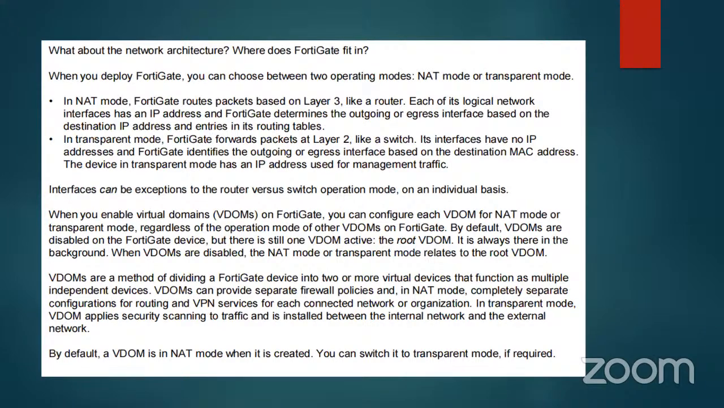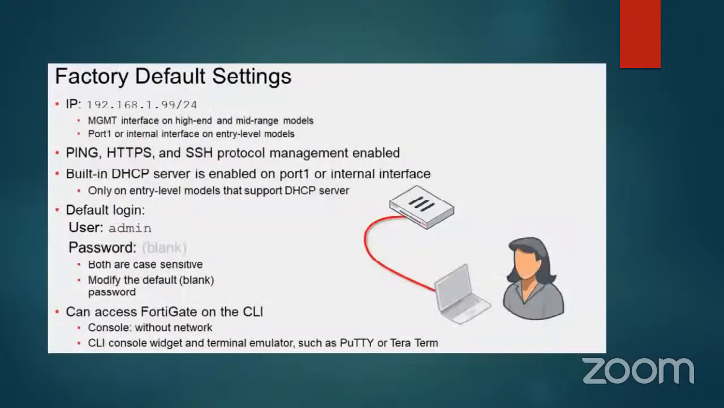So that depends. Now coming back to this, what about the network architecture? Where does FortiGate fit in? When you deploy FortiGate, you can choose among these two: you want router, you want NAT. Based on that, that is what it would be doing. Interfaces would have an exception: when you put it in layer 2, it will not have an IP. When you're not putting it in layer 2, it will have an IP.